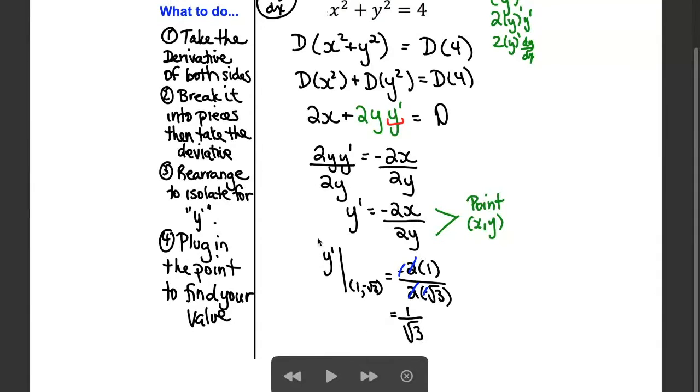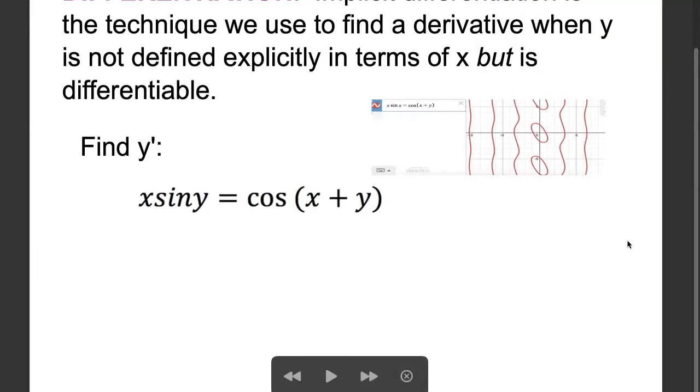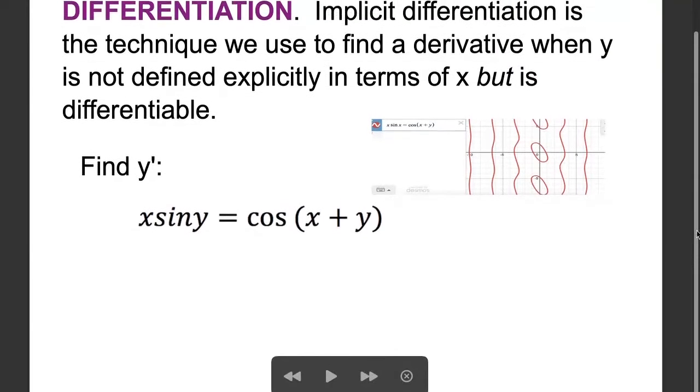So it's a nice, efficient way of coming up with a function that we can use to find the derivatives at a whole bunch of different points when we're dealing with relations rather than just functions. Okay, so we take the derivative of both sides, we break it into pieces and take the derivative of each piece, we rearrange it to solve for y prime, and then we plug in the point to find the value, the instantaneous rate of change at the point that we're working with. Okay, so let's try this out for a different example.